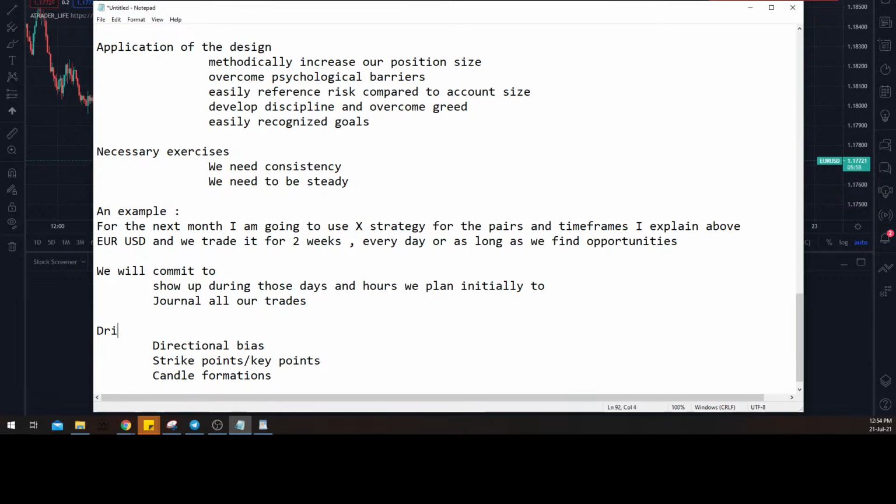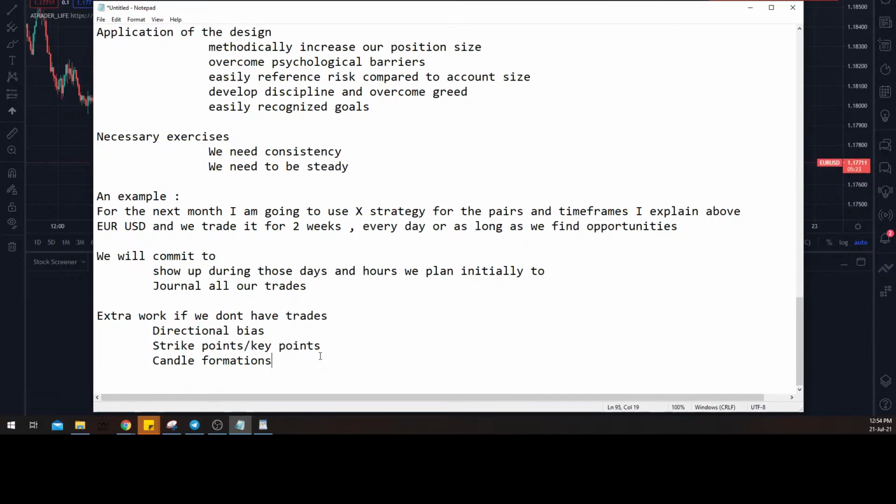Sorry, this is drills. So this is kind of extra work if we don't have trades. So let's say we are trading Euro USD initially, but although we don't trade, for example, Australian dollar or New Zealand dollar, we are going to take a look at it and see how it's behaving compared to the news that is being received, the key points, the support and resistance points, the candle formations, and all this stuff.